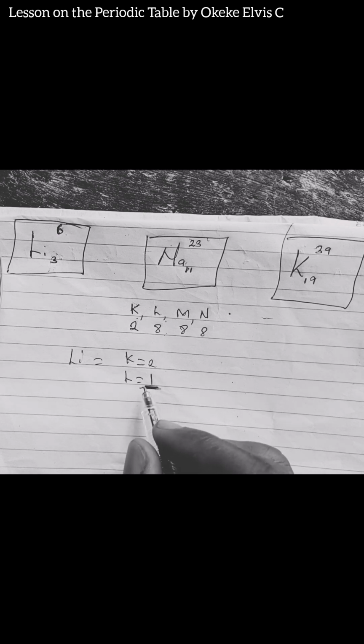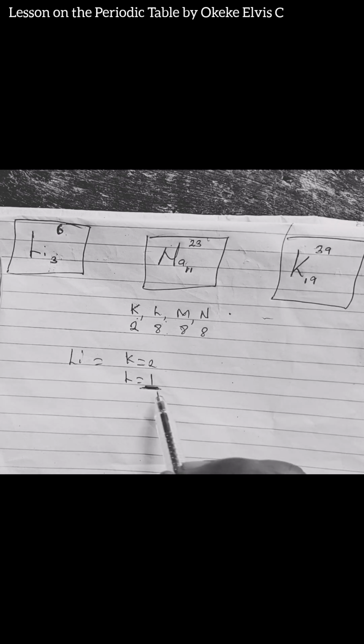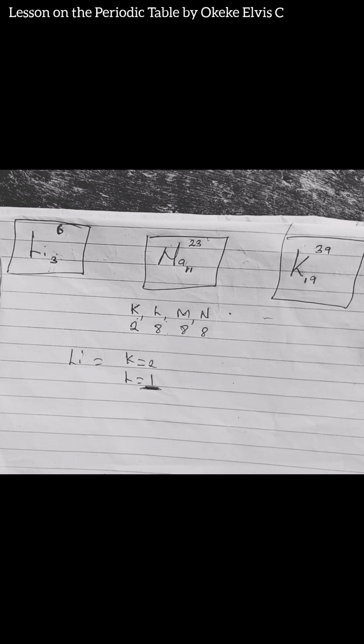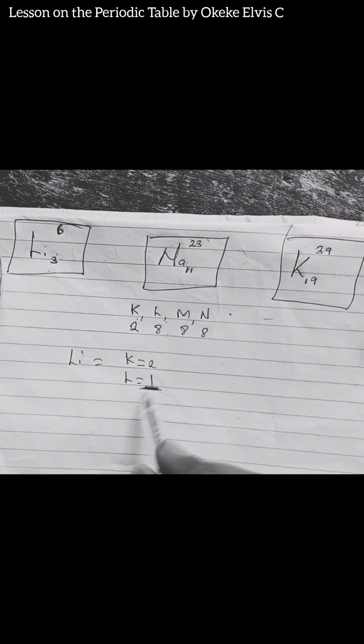The number of electrons found at the outermost shell of an atom of a given element is what we call the valence electron. So the valence electron for lithium here is actually 1.